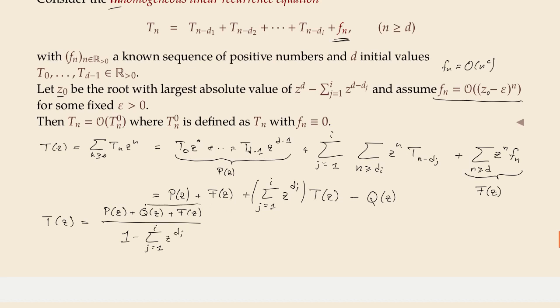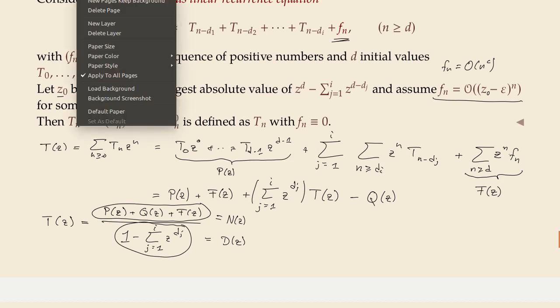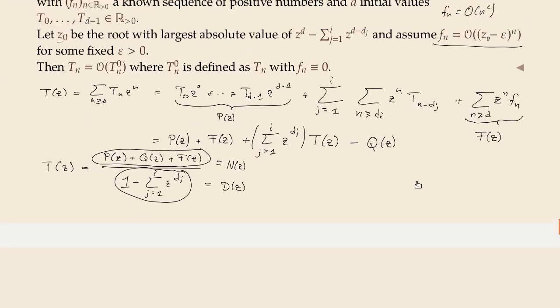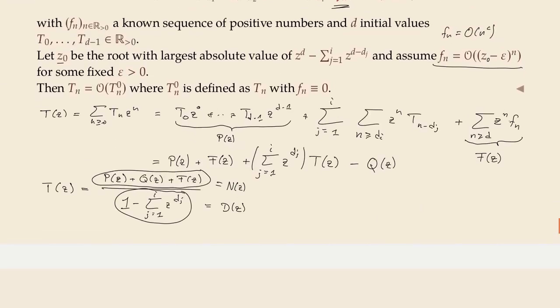Let's give these names again. So this is the numerator, so let's say N(z). Maybe the denominator should also get a name. Let's call it D(z). Okay. Now for these kinds of functions, I should say something about N(z).